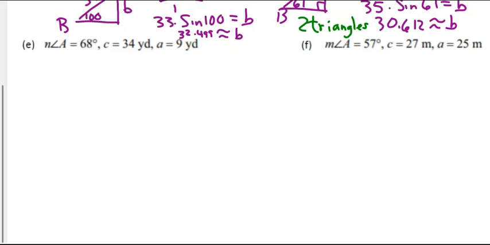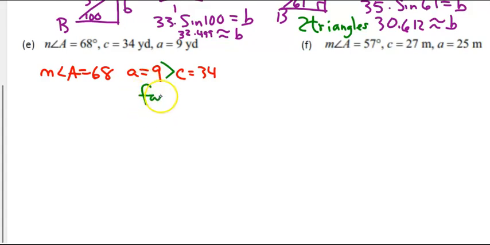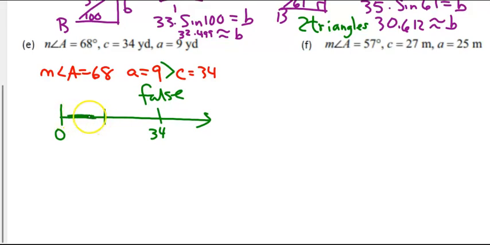The last two problems for number 1, reorder. So the measurement of angle A is 68, A is 9, C is 34. Is A bigger than C? It's false. If A was over 34, then we have one triangle. But because this is false, we're looking at the other possibility, which is the 9 is between 0 and 34. Most likely the 9 is going to be in the 0 triangle region. But to determine that, we have to find the value of A when it's a right triangle.